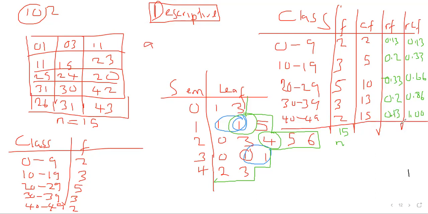Okay. Then again, we start here with the cumulative. 2 divided by 15, 0.13. 5 divided by 15, 0.33. 10 divided by 15, 0.66. 13 divided by 15, 0.86 or 0.87 if you want. 15 divided by 15, you get 1.00. All together?